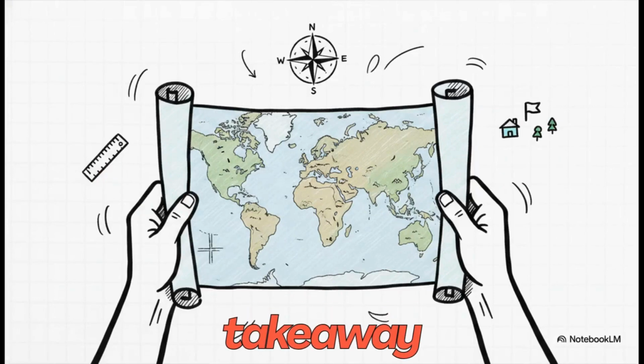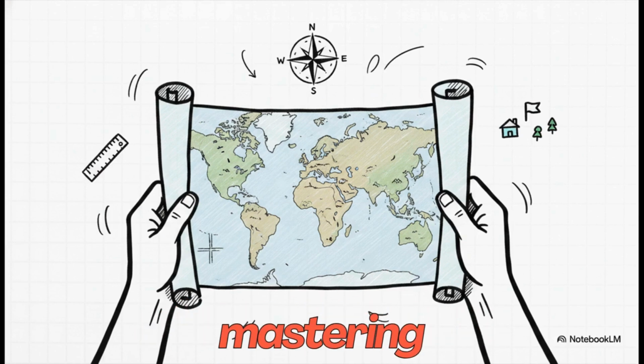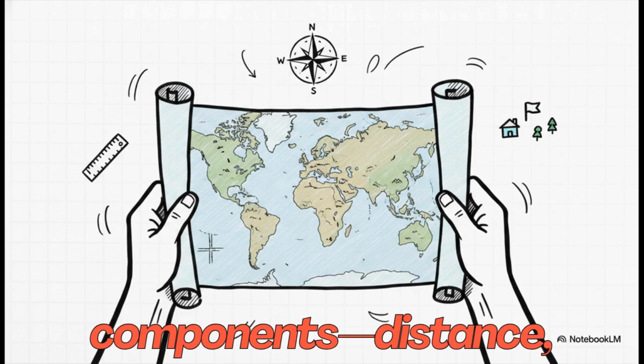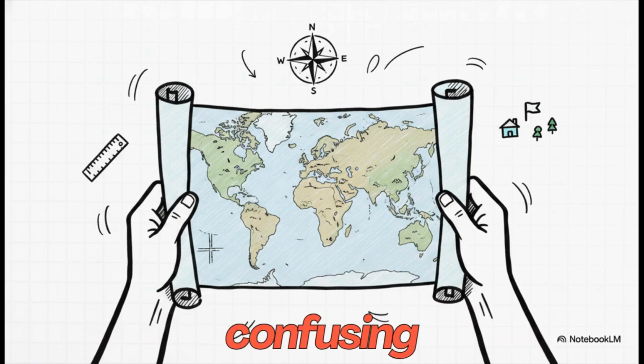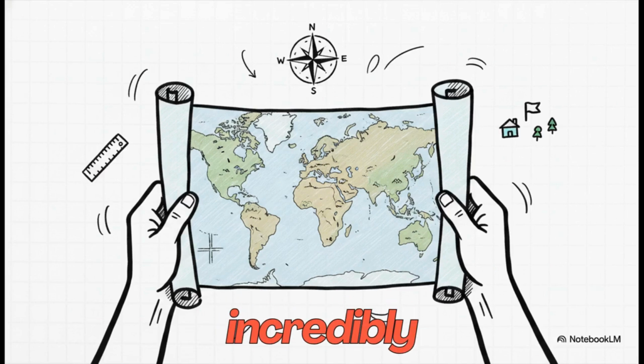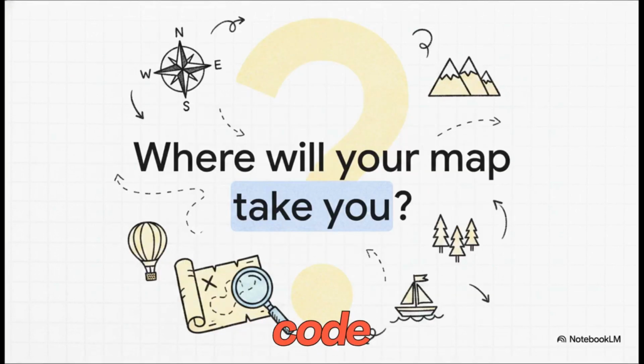So the big takeaway here is that maps are so much more than just pretty pictures. They provide a complete, information-dense record of facts about the Earth. By simply mastering these three foundational components, distance, direction, and symbols, these pieces of paper cease to be just confusing drawings. They transform into incredibly powerful tools of discovery that literally let you hold massive landscapes in the palm of your hand. We've cracked the code together.